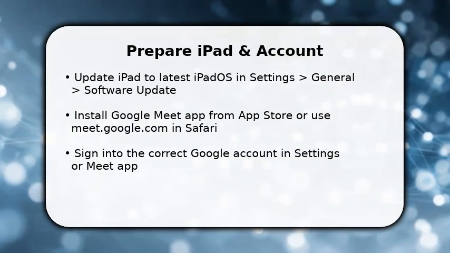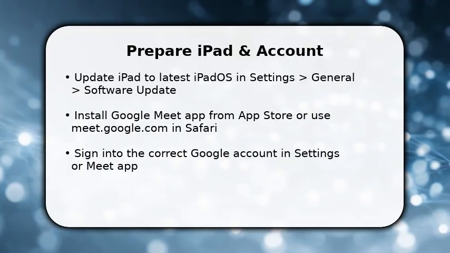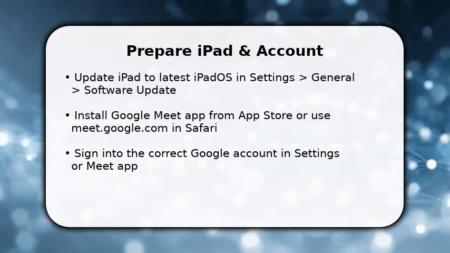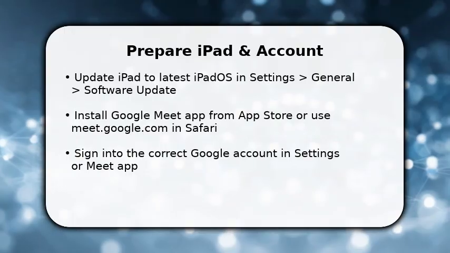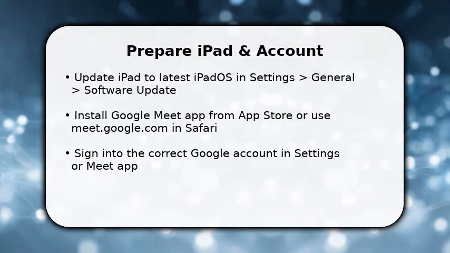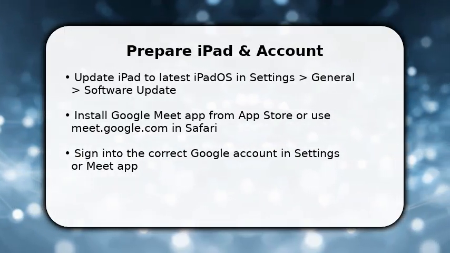Sign into the Google account you will use for meetings. If you use multiple accounts, pick the primary one now. These steps make later permission requests consistent and prevent sign-in conflicts, so you won't waste time toggling accounts during a call.